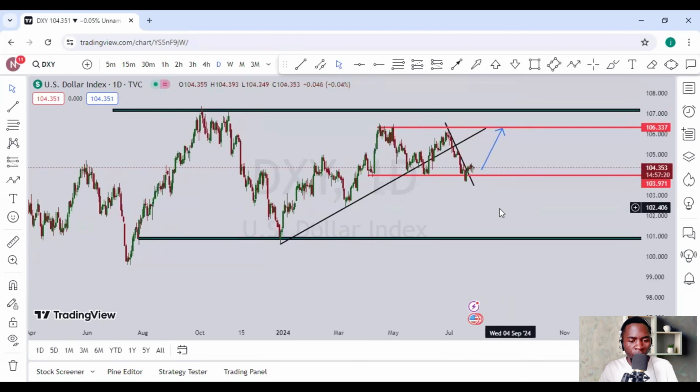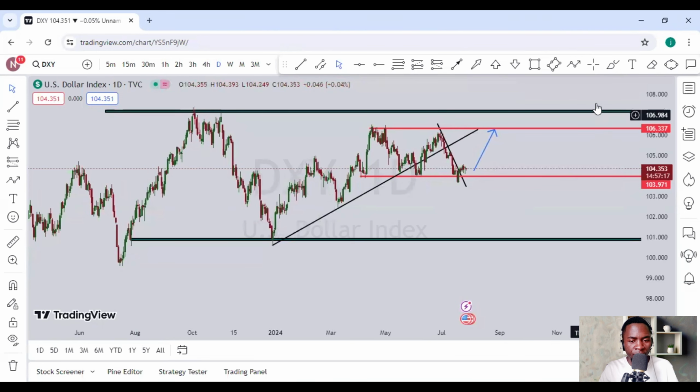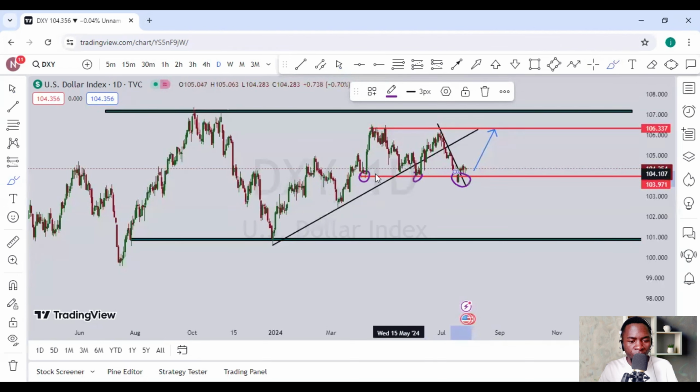As you can remember very well, this is the DXY. I have analyzed this pair a couple of times now. The first thing you have to remember on this pair is that we have a level here, and this is an important level. The market has rested this level 3 times.